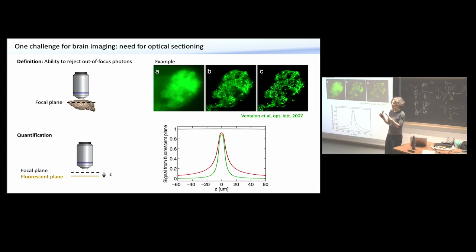So what you want ideally, if you have an optical sectioning technique, is a high signal when the fluorescent plane is in focus, and then you want the signal to decrease when it's out of focus. You don't want to collect this out-of-focus light. This is, for example, the green curve here, which has a maximum signal in focus and then decreases. So this is a technique with optical sectioning. But some techniques don't have optical sectioning, and then you have exactly the same signal no matter where your plane is. This is a problem, and it will lead to these images.